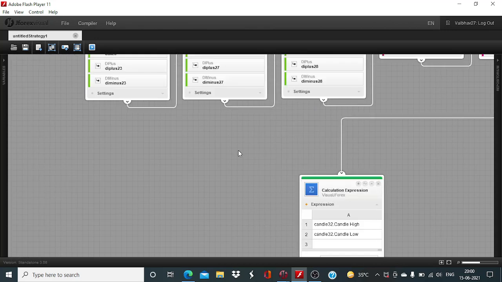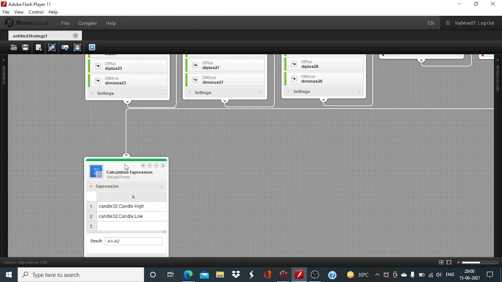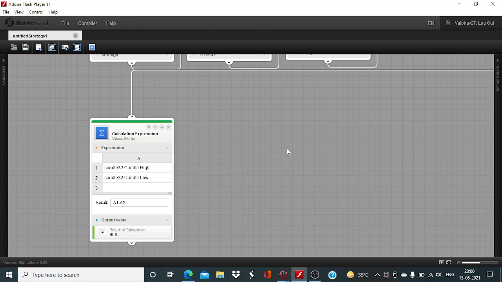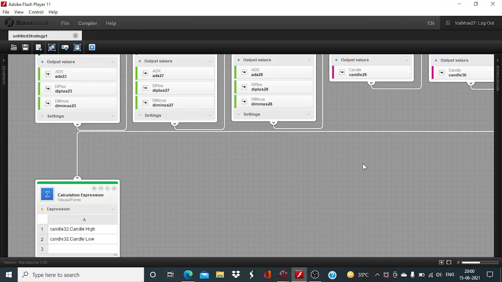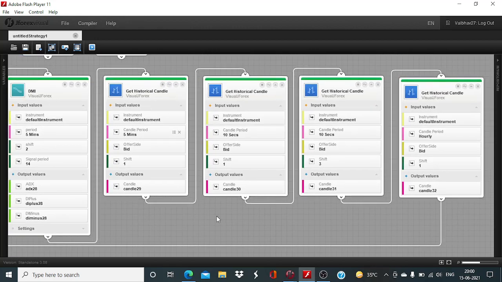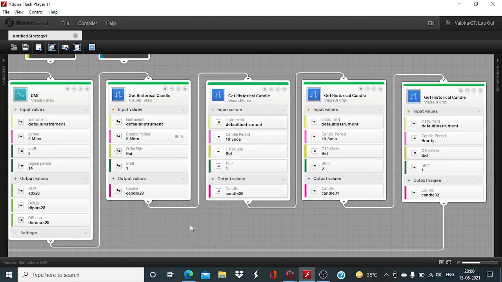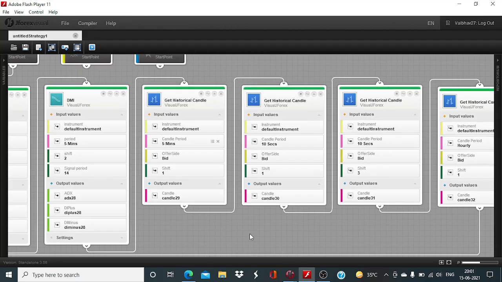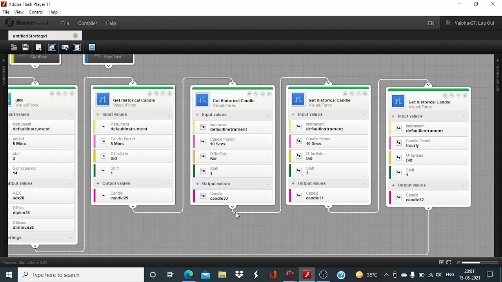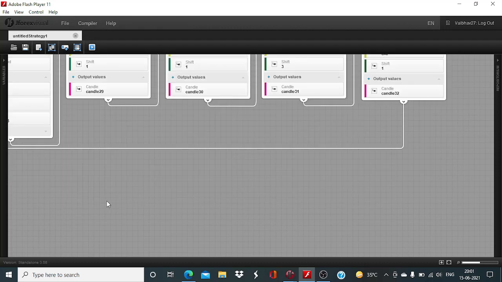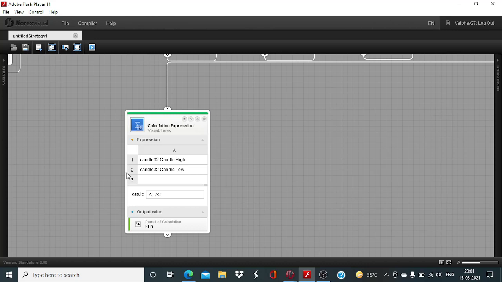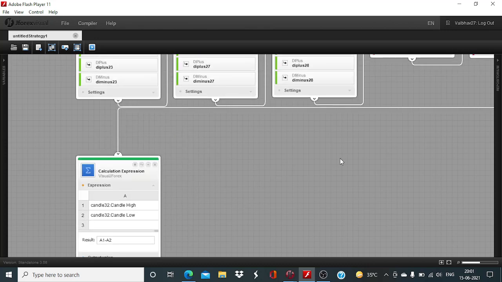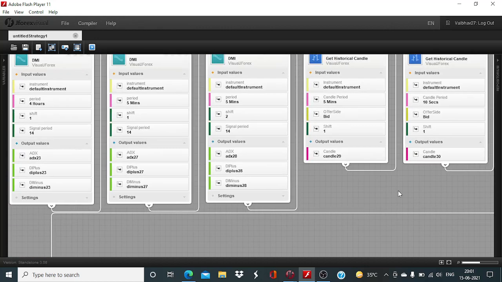And we will place this block right here. And with this, we will stop for today's session. I hope you have been able to understand the setup so far, what we have already done. It is quite simple. These DMI blocks were added, and after that, we have taken this get historical candle data. First one is of 5 minutes, then these two are of 10 seconds, and last one is hourly for defining the difference of its high and low. That essentially means the price action data.